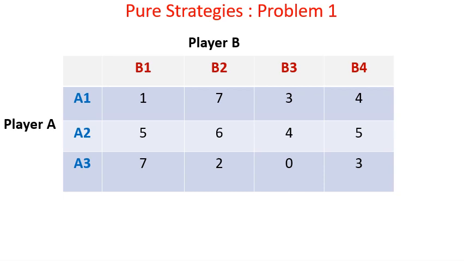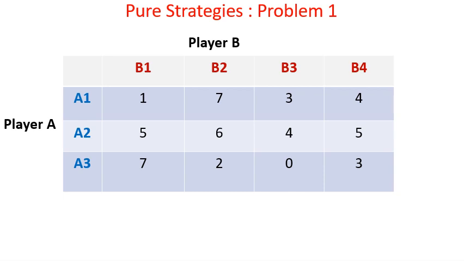A1 is a strategy. Strategy is a course of action. So there are 3 courses of action for player A, A1, A2 and A3, and similarly 4 courses of action or 4 strategies for player B. A1, A2, A3 are the strategies of player A, B1, B2, B3, B4 are the 4 strategies of player B.